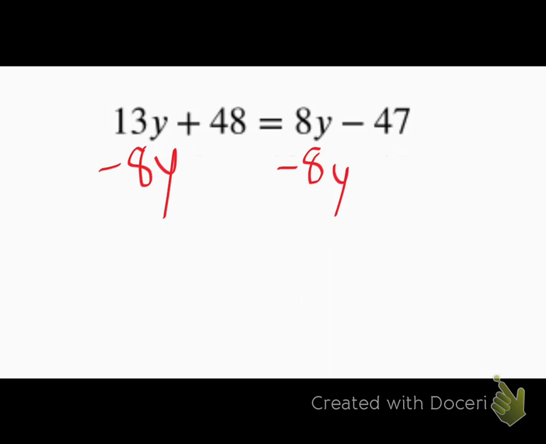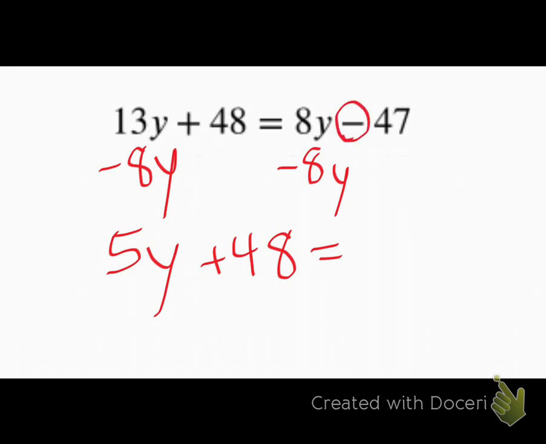I'm going to deal with positives. That's what I prefer. So I'm going to subtract 8y from both sides. I'm going to rewrite it then. I still have 5y left. I still have 48. A lot of students forget that negative is attached, so that subtraction sign is attached to that 47. So don't forget that. A lot of students drop that sign and then their answer is incorrect. What would our next step be? Subtract the 48. Yeah, we're going to subtract the 48 from both sides.